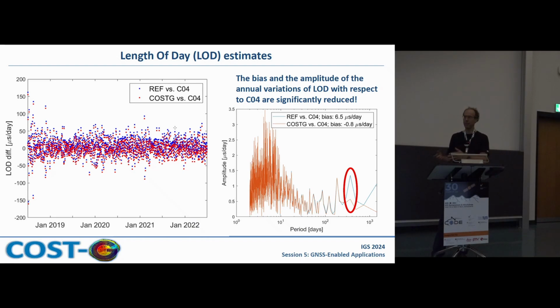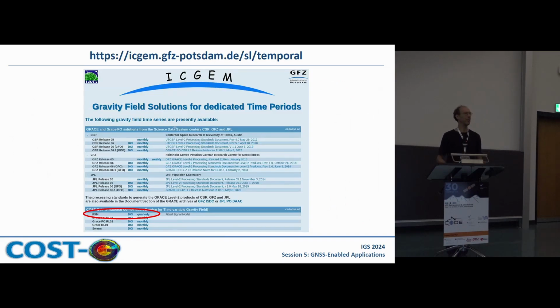So I hope that this will convince you to test out the COST-G model even for the orbit determination of the high-flying GNSS satellites. At CODE, we already use it. And it's updated every 3 months, so it involves some work to be always up to date, but I think it's worthwhile.